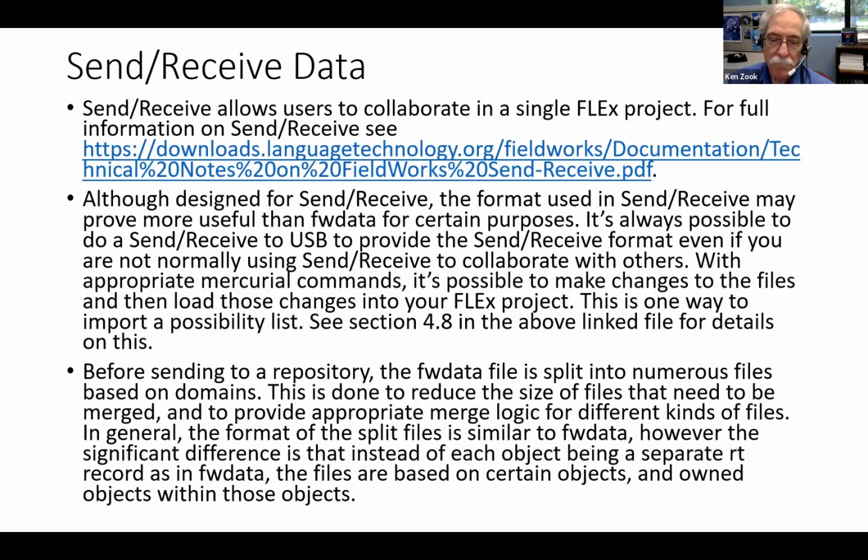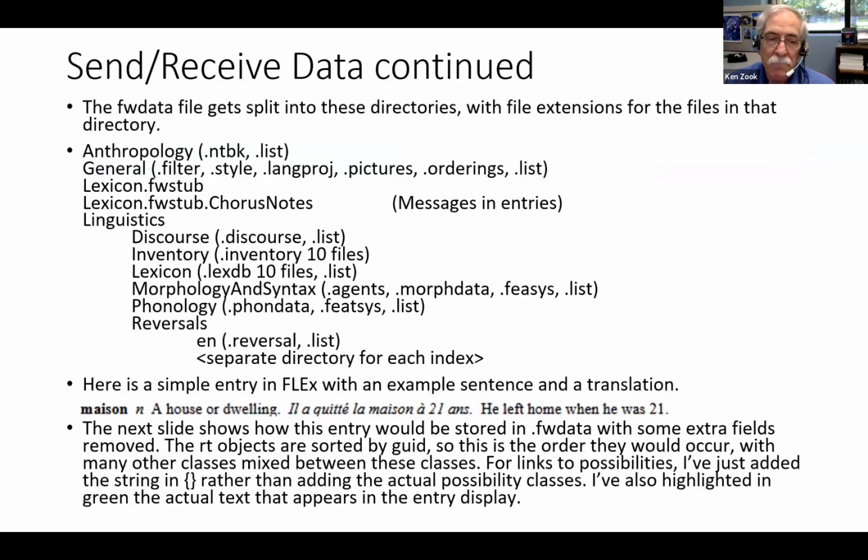Before sending to a repository, the FW data file is split into numerous files based on domains. This is done to reduce the size of files that need to be merged and to provide appropriate merge logic for different kinds of files. In general, the format of the split files is similar to FW data. However, the significant difference is that instead of each object being a separate RT record, as in FW data, the files are based on certain objects and own objects within those objects.